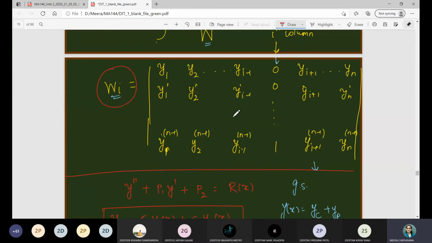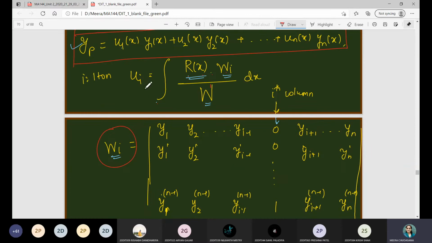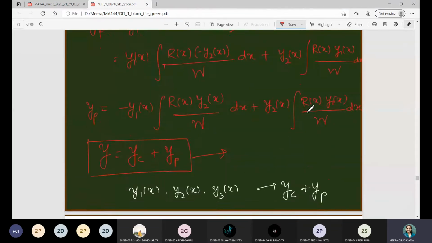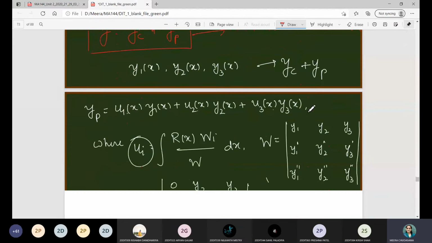While solving these integrals, you will have the ui's, and after substituting them in yp, you will have the particular integral, which we denote by P.I. Finally, the general solution is the sum of the complementary function and the particular integral, that is y equals yc plus yp. After that, we considered examples in the last class based on this method.